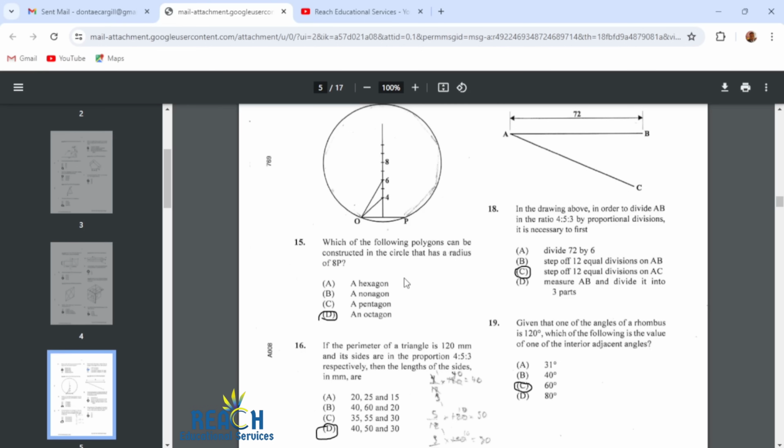Alright, so 8p, the radius 8p means that from here to here. What can we construct? We can construct an octagon. And we know that because it's 8, and an octagon has 8 sides. If we did it here, we could construct a square. 6 would be a hexagon, 5 a pentagon, and so on and so forth.